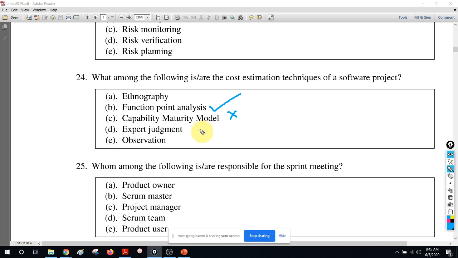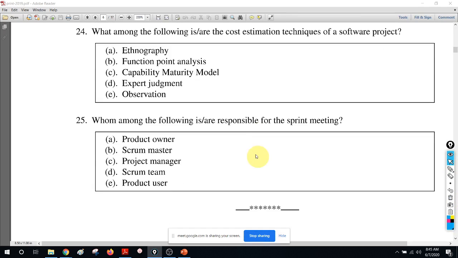Then expert judgment. Of course, we can use expert judgment to do the estimations. Observation is an analysis technique. Okay, so for me, answer is B and D, right? So yes, answer is B and D. Okay. Right, so now we are moving to the 25th. That is the final question.